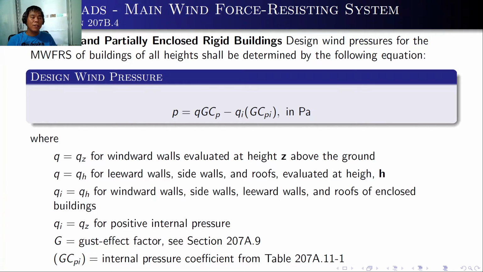qi, which is qz for positive internal pressure, and G is the gust effect factor, and GCpi, the term that I said is enclosed in the parentheses, is the internal pressure coefficient, which can be taken in table 207A.11-1.